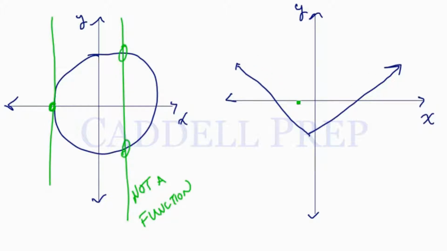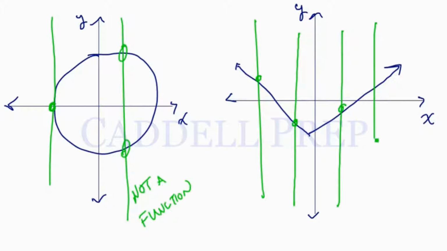This is a special graph. It's the absolute value graph. And we check the vertical line test here. Intersects once, intersects once, once, once. This one is a function.